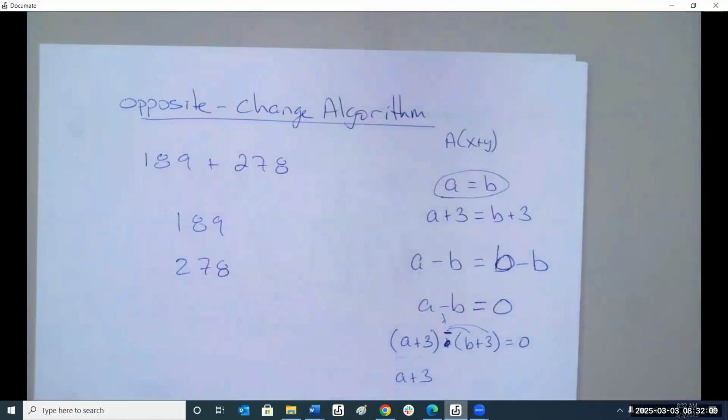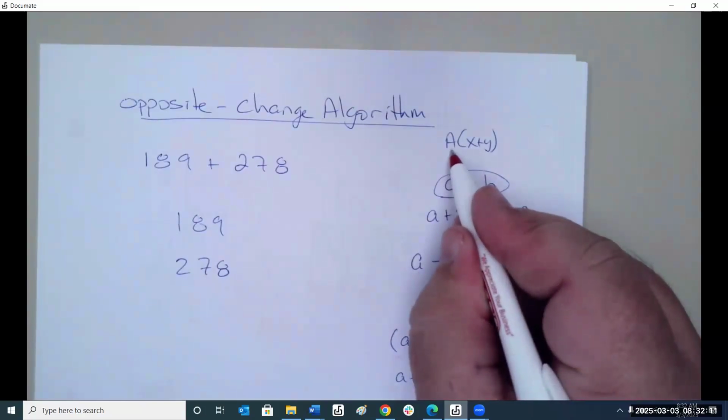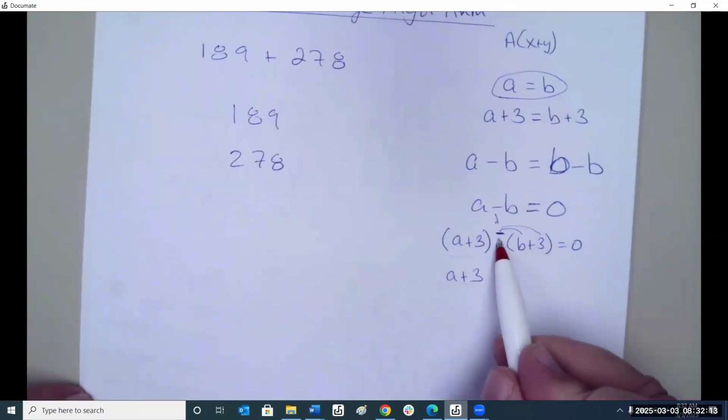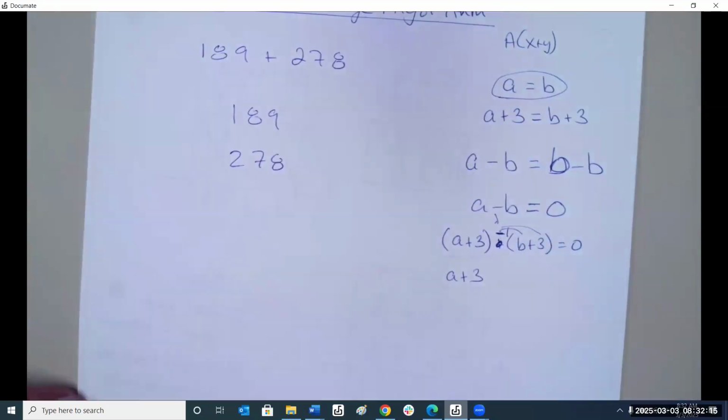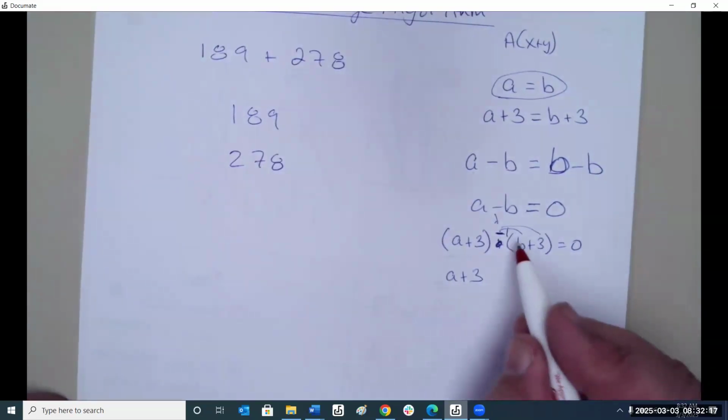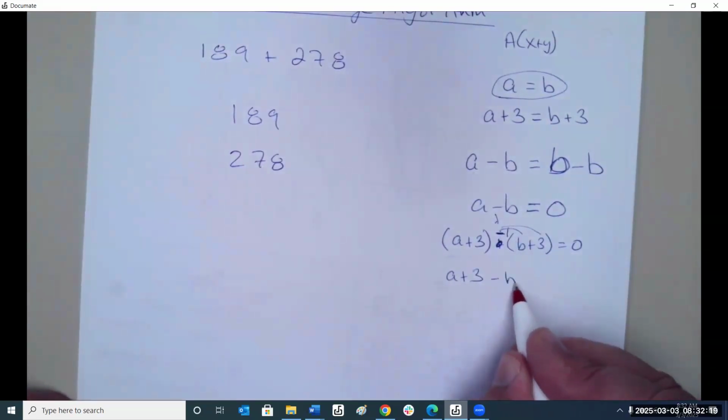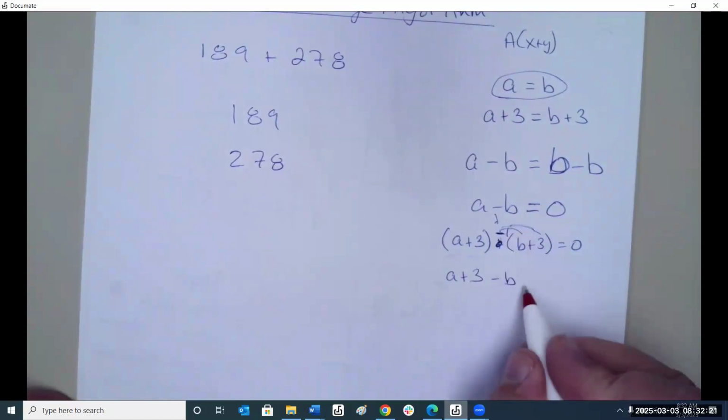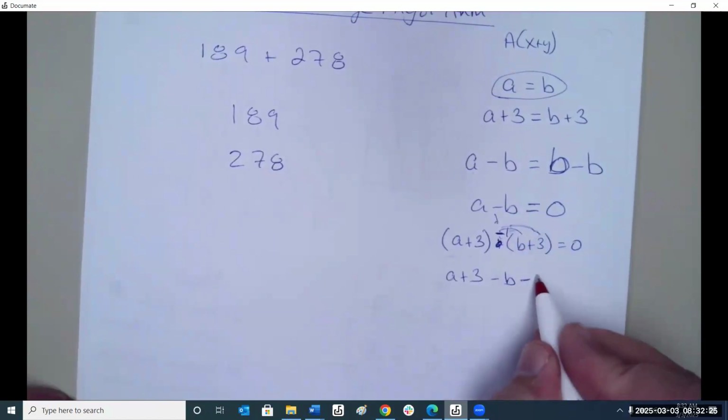AX plus Y. Remember that? So whatever's in front. Is this a number? Yes. It's a -1. So it's a -1 times B makes it negative B. -1 times 3 is, well, negative times positive is negative. 1 times 3 is 3.